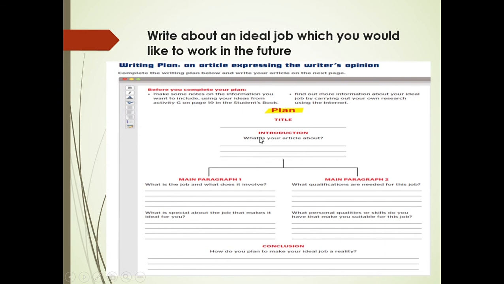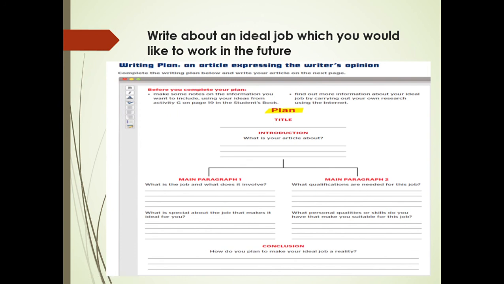Introduction, which can be an answer for this question: What's your article about? And present your job here. The main paragraph 1 can be answers for these two questions. What's the job and what does it involve? Job details, I mean. What is special about the job that makes it ideal for you? Its value for the community or the society? And the benefits or advantages for you.